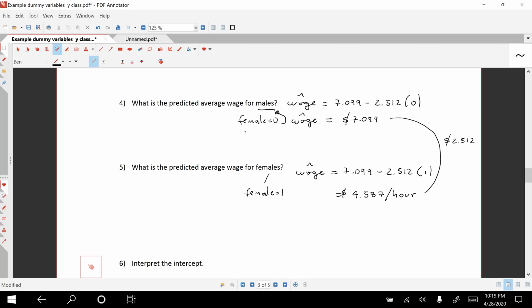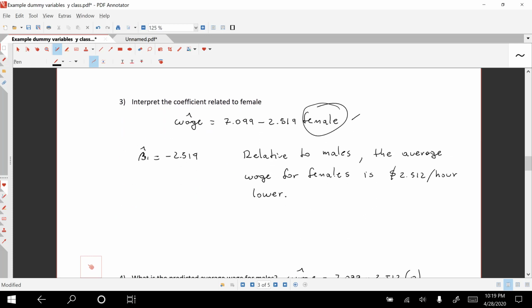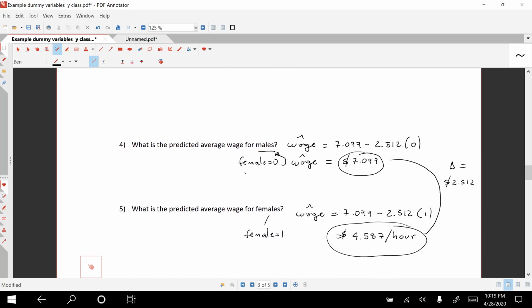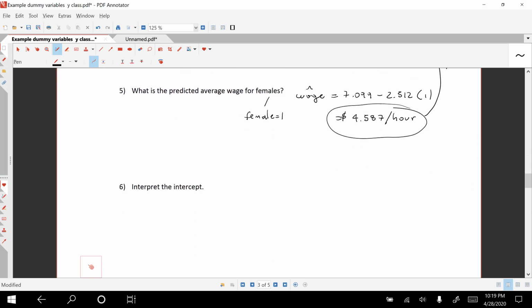So remember, that's the way that we interpret that coefficient, 2.512, by saying that relative to males, who make on average 7.099, the average wage for females, who make $4.587 on average, differs by a delta of 2.512, and that's the way that we had interpreted previously. Okay, so that confirms the way that we're interpreting.